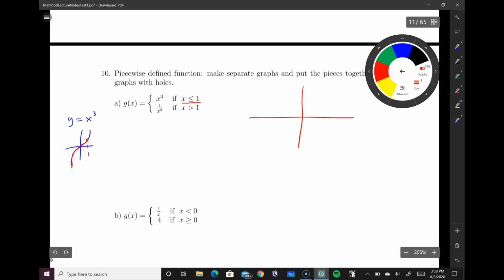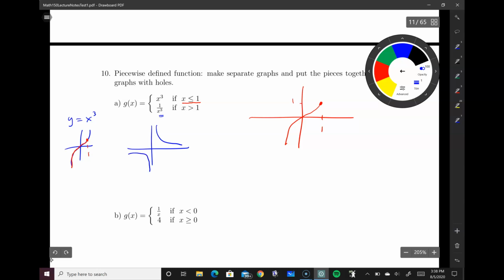So I'm going to put it over here in my solution graph. So here's the point x equals 1. I know that corresponds to y equals 1, so this is the part of the graph, and it's included at that point. All right, so now let's graph this: 1 over x cubed.